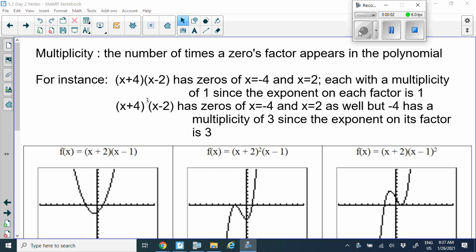Hey guys, so here's the notes for 5.2 day 2. We're going to be talking about multiplicity and then also graphing when we are in factored form. So what's multiplicity? It's the number of times a zero's factor appears in the polynomial.